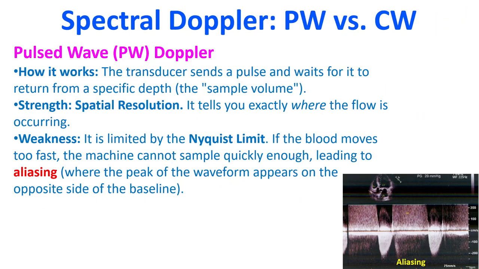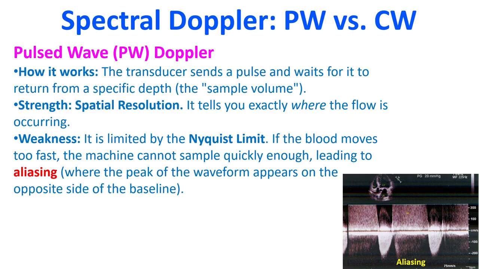The heart handles a massive range of velocities, from slow venous return to high velocity jets in mitral regurgitation. To measure these, we use two distinct modes. Pulsed wave Doppler. The transducer sends a pulse and waits for it to return from a specific depth, that is a sample volume. It has good spatial resolution. It tells you exactly where the flow is occurring.